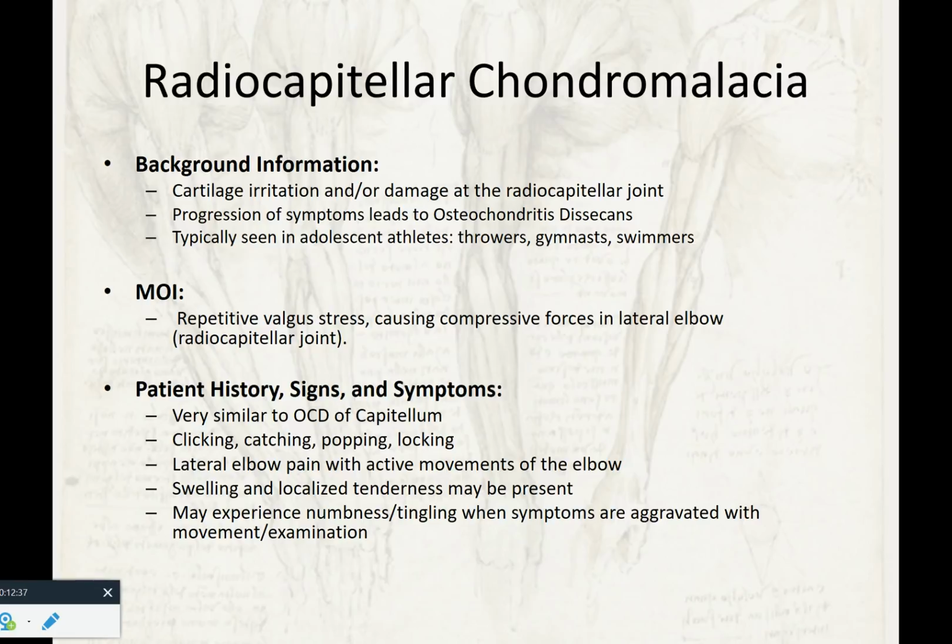Again, the mechanism of injury is repetitive valgus stress, causing compressive forces in the lateral elbow. Patient's history, signs, and symptoms are very similar to OCD: clicking, catching, popping, and locking. This is not a dance move, but this is something all your elbow patients might complain of. Lateral elbow pain with active movements of the elbow. Swelling and localized tenderness may be present, and they may experience numbness and tingling when symptoms are aggravated with movement or examination.